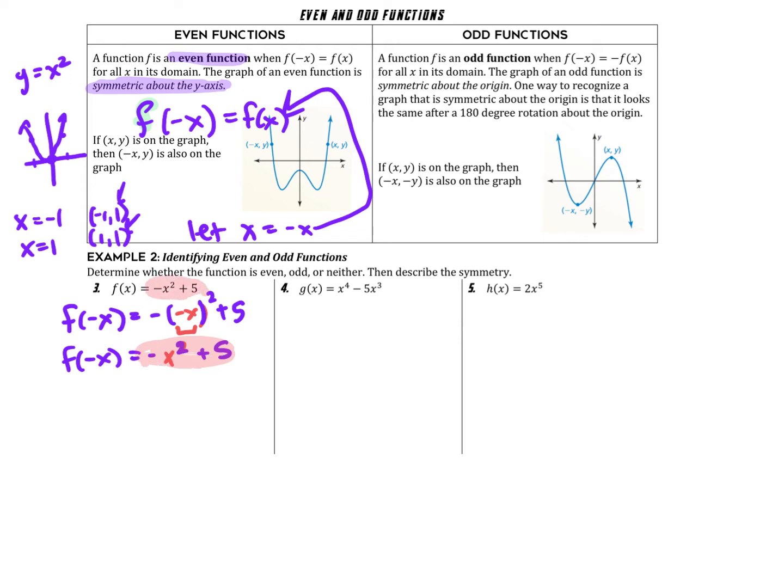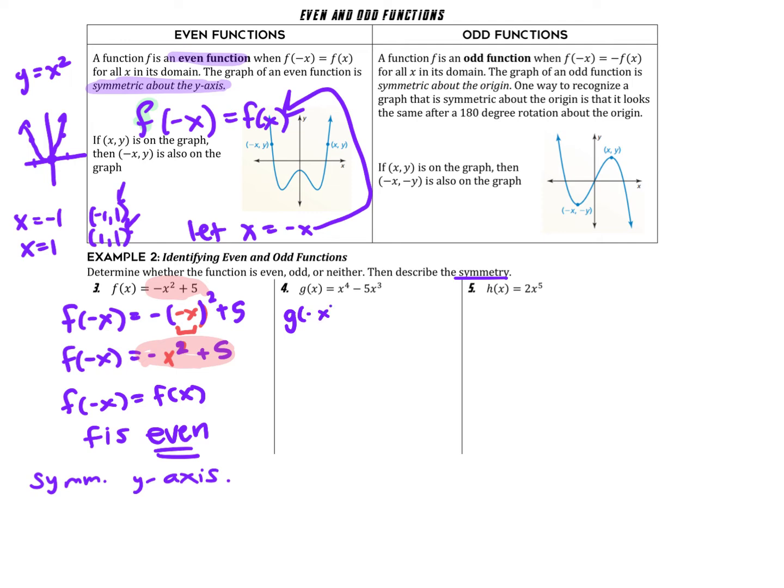If I plug in 1, I get the same thing as if I plug in -1. It is symmetric about the y-axis. It is even. So since f of -x is equal to f of x, f is even. What that means is it also says then describe the symmetry. This is symmetric about the y-axis. We can fold it over the y-axis and everything lines up perfectly. I want you to pause the video and check numbers 4 and 5 and see if they are even. Then unpause the video and see how you did.